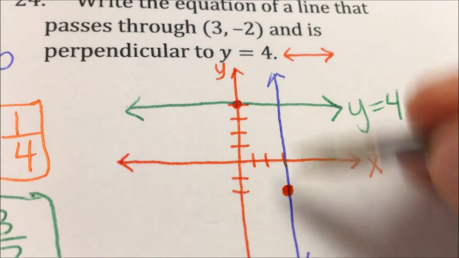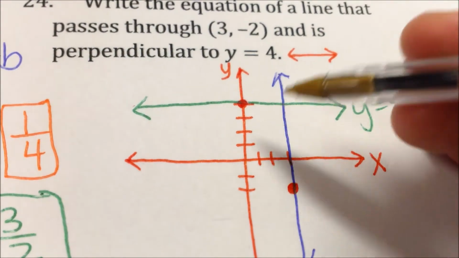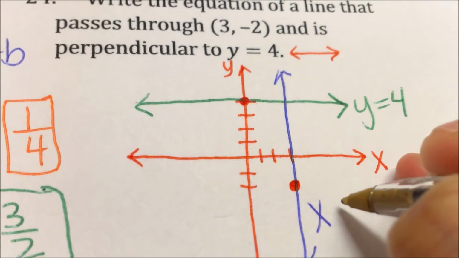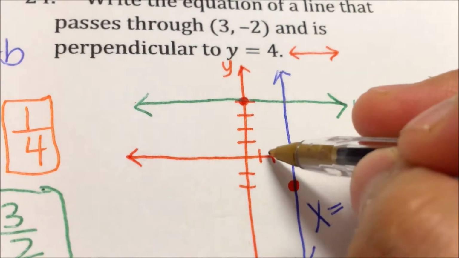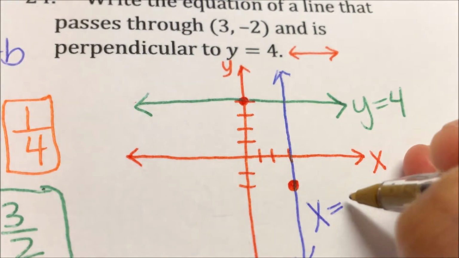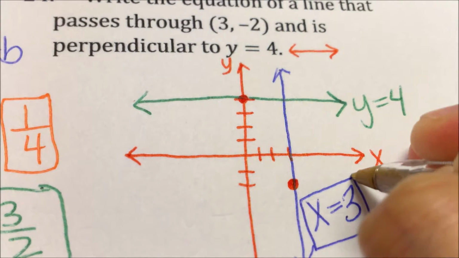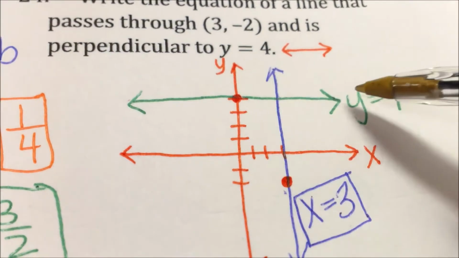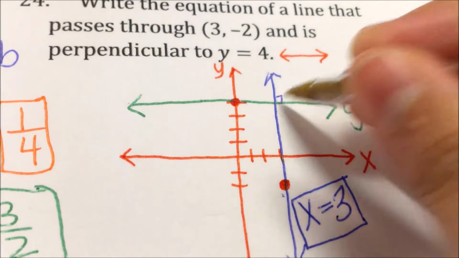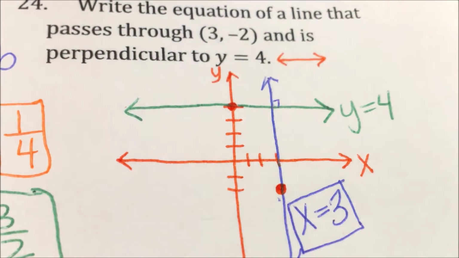And this is a vertical line, so vertical is up, down. It's x equals, where does it cross? 3. X equals 3. That's my answer. That's an equation of a line that passes through this point and is perpendicular to that line. It forms a 90-degree angle when it crosses. X equals 3 right there.